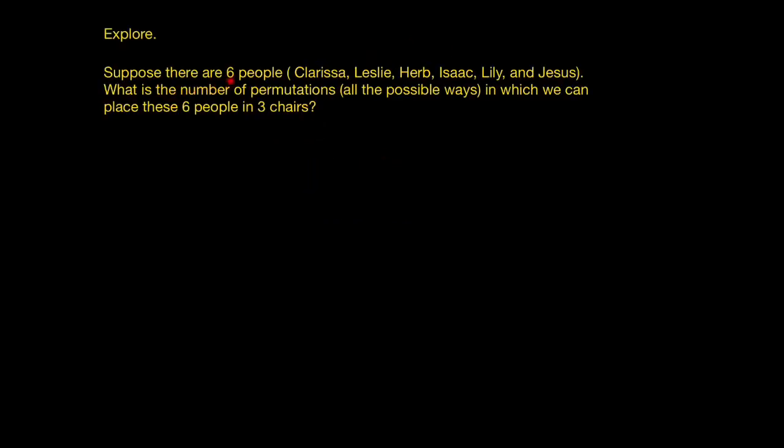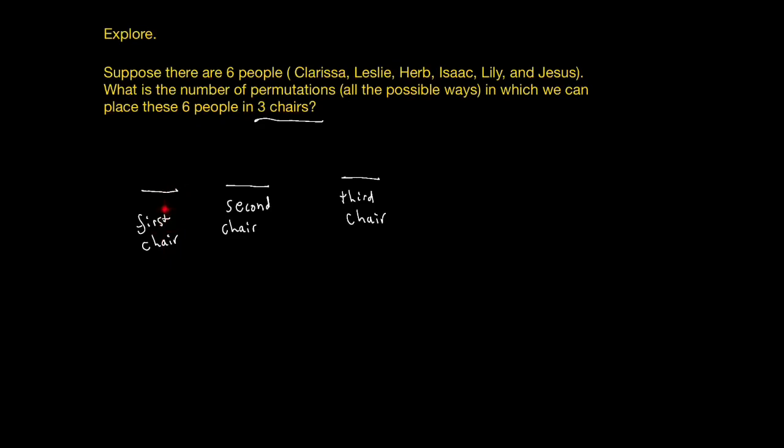So suppose there are 6 people: Clarissa, Leslie, Herb, Isaac, Lily, and Jesus. What is the number of permutations, all the possible ways in which we can place these 6 people in 3 chairs? So I'm going to go about this problem by simply using placeholders. These are my 3 chairs, and now I have a total of 6 people.